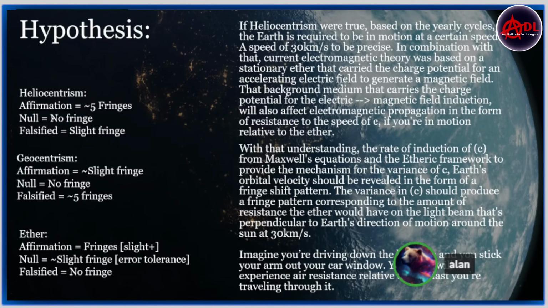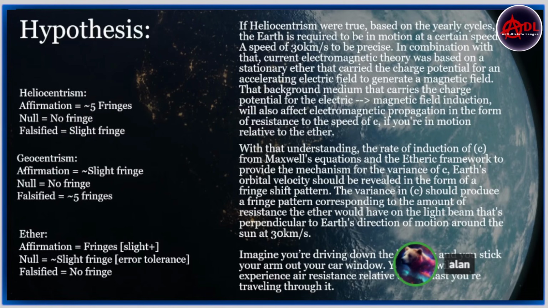A null for them would be a no fringe shift pattern, meaning that the speed of light is the same in all directions and it can't be used to determine motion in this way. And falsify would be a slight fringe pattern that's repeatable and persists with further experimentation.